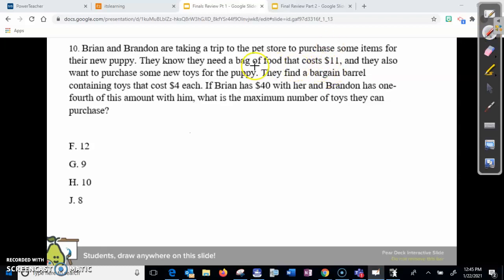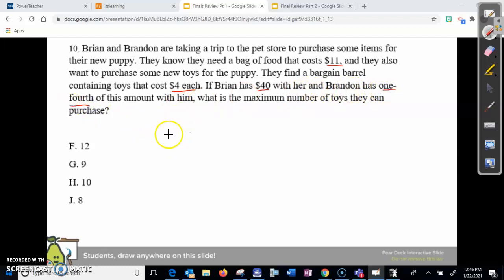So we know that they had to buy the dog food, right? So that's $11. They want to buy the toys. They sell for $4 each. Brian has 40, and Brandon has 1/4. So we need to figure out how much money they have in total.